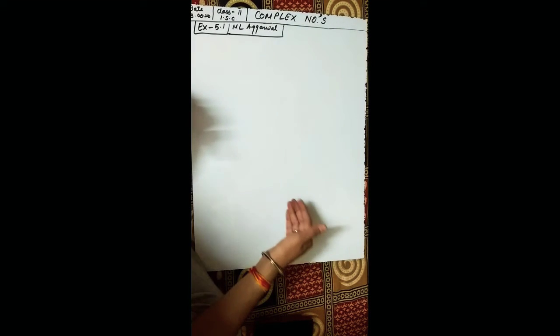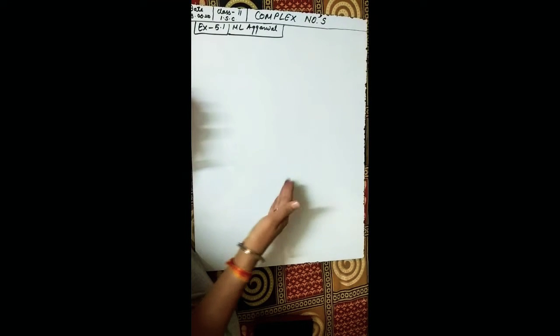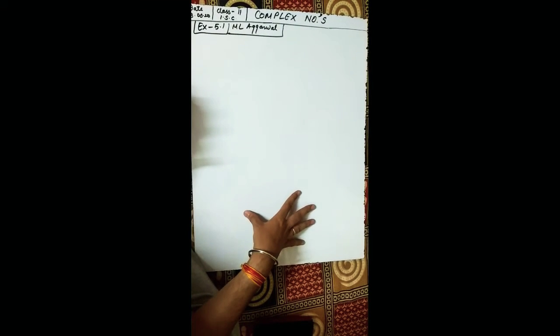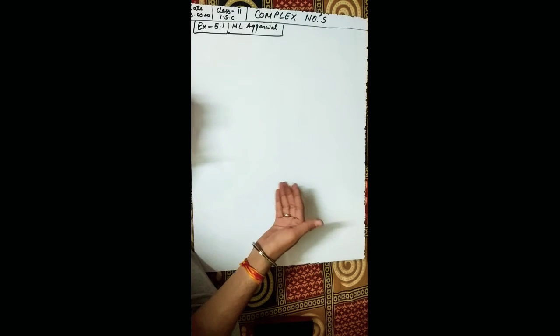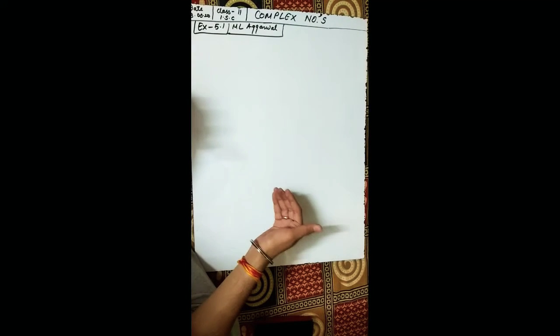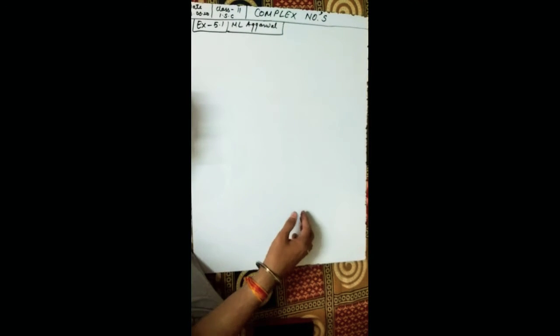Okay, as we were doing complex numbers, in the previous video we started the chapter. I have taught you the basic things about this chapter, what actually a complex number means, and we have just started exercise 5.1 from ML Aggarwal, volume 1. So let's continue with that.